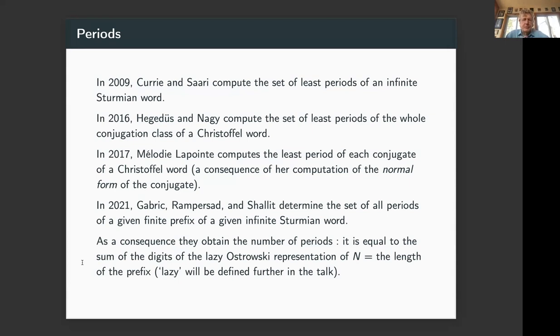If you take a prefix of length n of a given infinite Sturmian word, I think it's the characteristic Sturmian word, then the number of periods is equal to the sum of the digits of the lazy Ostrowski representation of n. We will see further what lazy Ostrowski representation means, but for the moment, I do not want to give the definition.